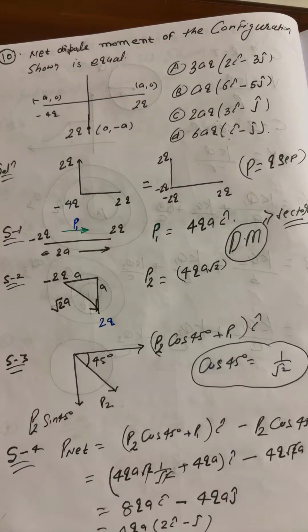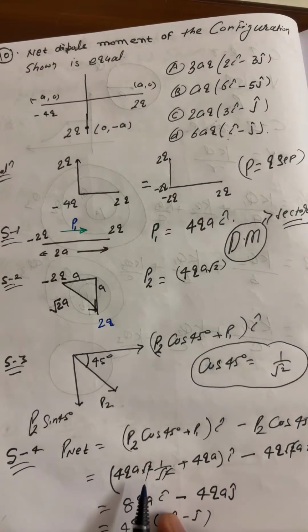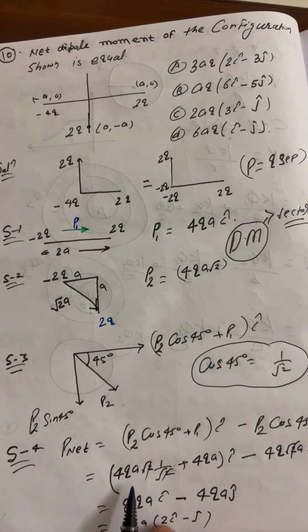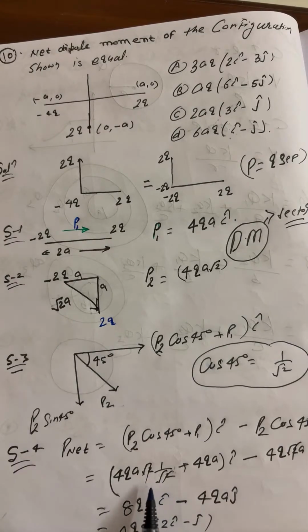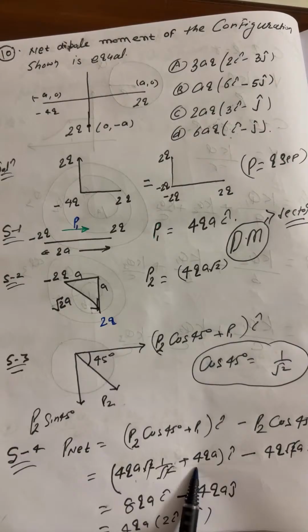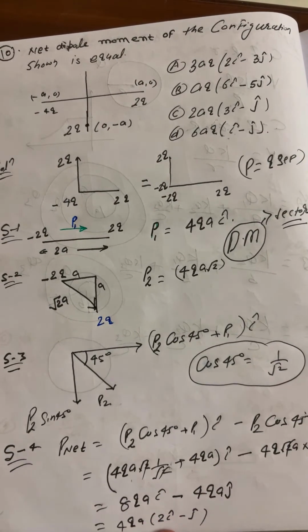Student, beta, where did I go wrong here? This is as usual, it remains the same. Check here once, because there is no option at all. P2 cos 45, root 2 cancels. This is 4QA, and this is 4QA. Yes, correct. This is 4QA, and this is root 2 cancel 4QA.